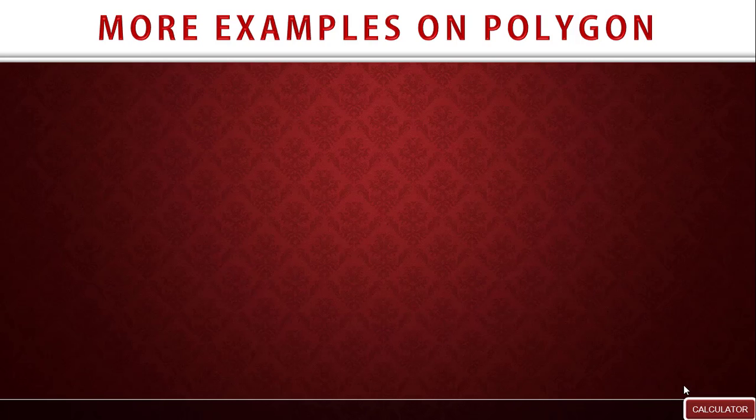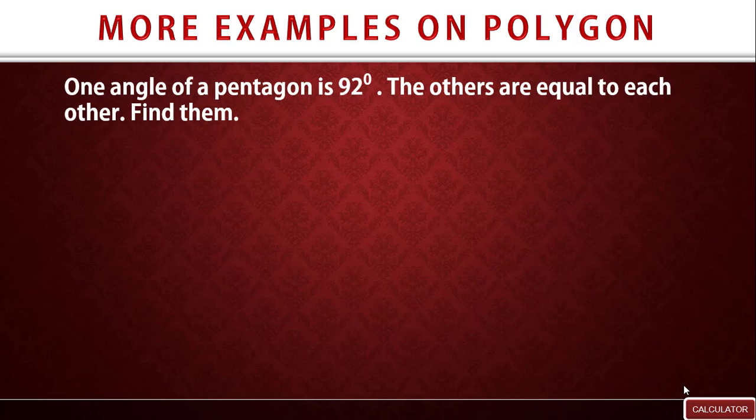Example 3. One angle of a pentagon is 92 degrees. The others are equal to each other. Find them. In this question, we've been given one of the angles of the pentagon to be 92 degrees, and then the others are equal. Remember, a pentagon is a 5-sided polygon. So what we need to do now is to say, let the other angles be s degrees each. That's the other angles that are equal to each other.